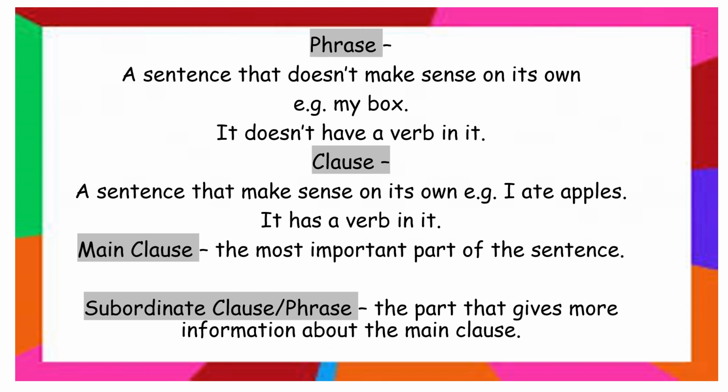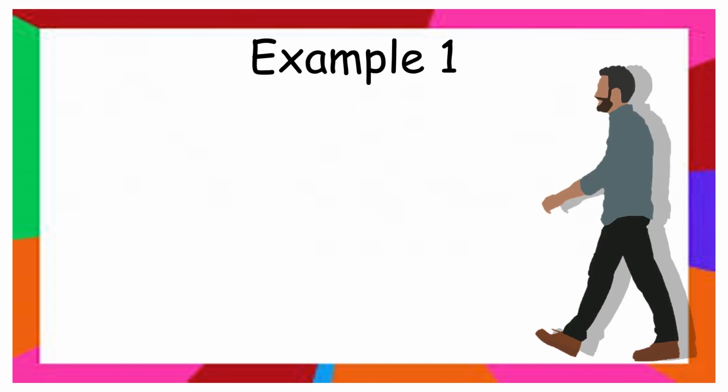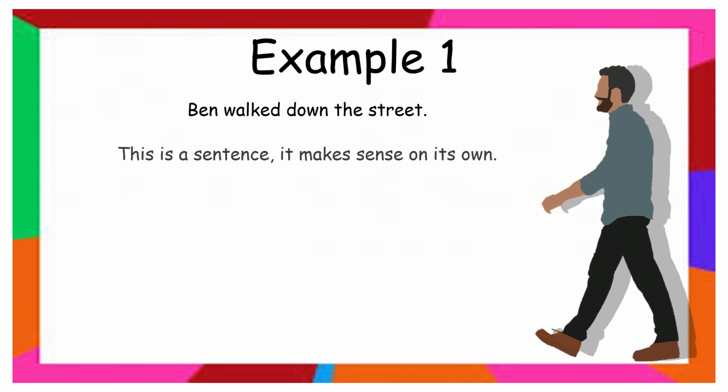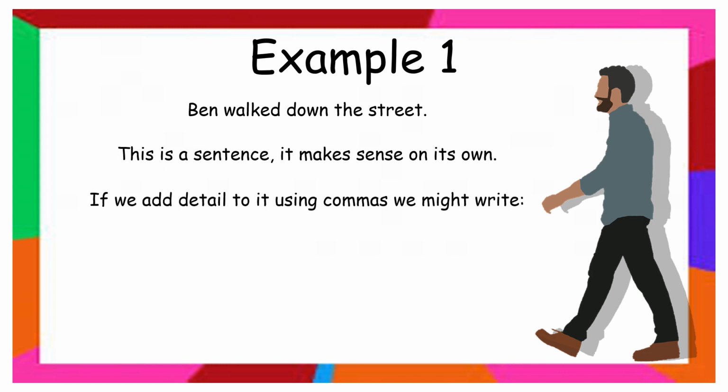So now we have known the meaning of this. Let's look at our examples of how we can use commas to increase detail. Ben walked down the street. This is a sentence. It makes sense on its own. If we add detail to it using commas, we might write, Ben, comma, the young man, comma, walked down the street.